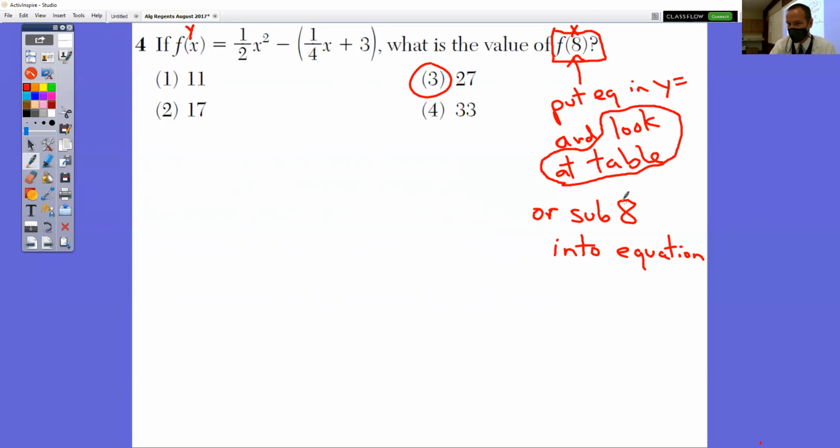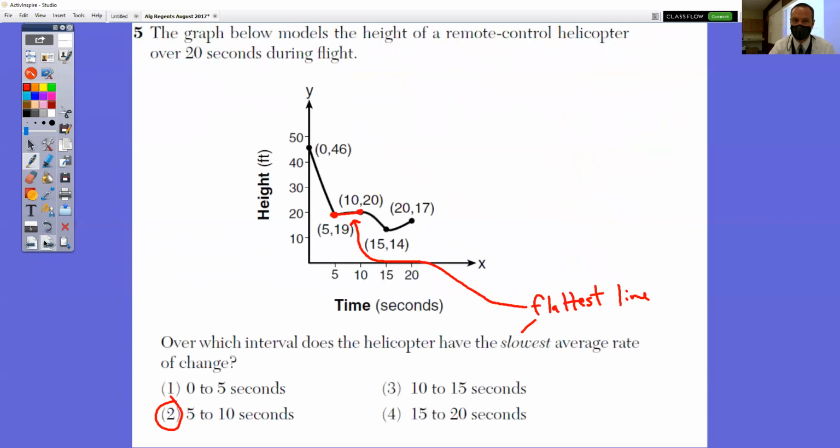You could also, another way to do it, which is probably how most of you did it, was to take your 8 and sub it in for x. So you would have 1/2 times 8 squared minus, in parentheses, 1/4 times 8 plus 3. So you could do it that way as well. No matter which way you do, you get choice 3, which is 27.